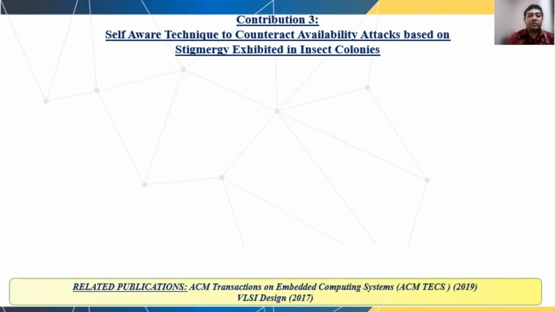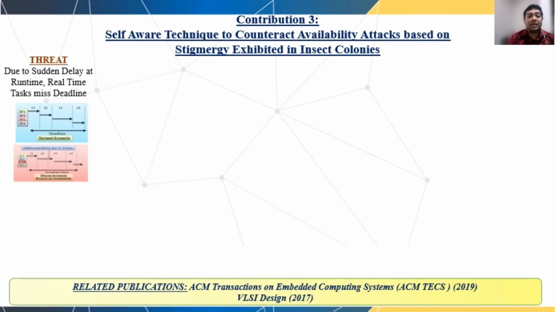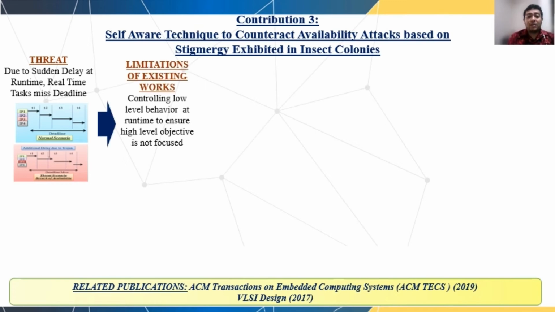So our third contribution lies in generating a self-aware security technique to counteract availability attacks based on the stigmergic behavior exhibited in insect colonies. The threat is that sudden delays may take place at runtime due to delay-inducing hardware Trojans, and for this the real-time tasks may miss their deadline. The existing works are essentially centralized and do not focus on a decentralized control mechanism where the low-level behavior of the individual IPs can be controlled at runtime to ensure the high-level objective of task completion within deadline.